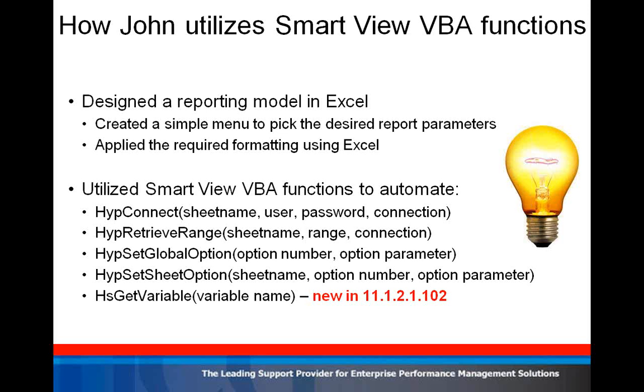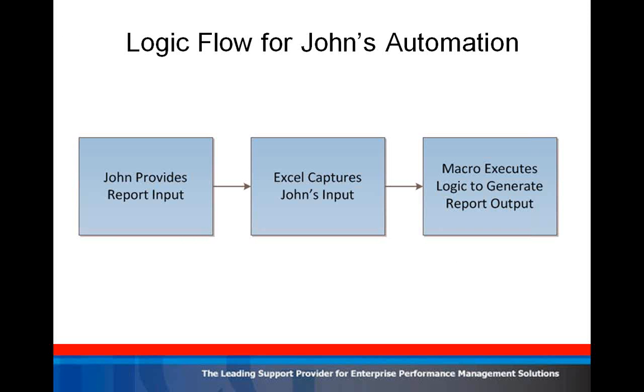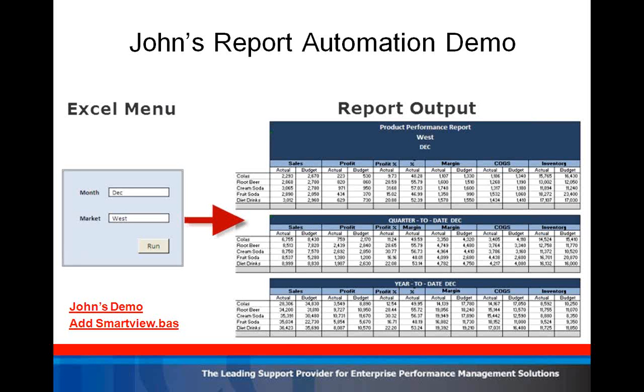So let's just take a look at a logical explanation of how this works together, and then we'll get into the actual model. So first, John provides report input through an Excel menu. Excel captures his input, and then a macro executes the logic to actually generate the report. So it looks something like this. The Excel menu on the left is just designed within Excel to select a month and a market. And when he clicks Run, the macro Smart View VBA functions execute to provide a report output on the right. So let's take a look and see how that works.